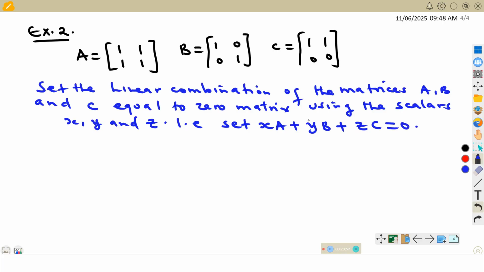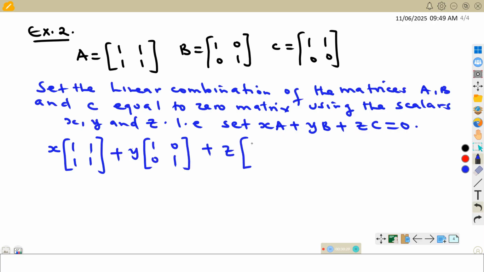From here, you need to get your scalars x, y, and z. If the scalars are all equal to 0, then you say A, B, and C are linearly independent. If the scalars are not all equal to 0, then you say they are linearly dependent. So let us go on and substitute for A, B, and C. This is x times A, which is 1, 1, 1, 1, plus y times B, which is 1, 0, 0, 1, plus z times C, which is 1, 1, 0, 0, and this should be equal to a 2 by 2 zero matrix.